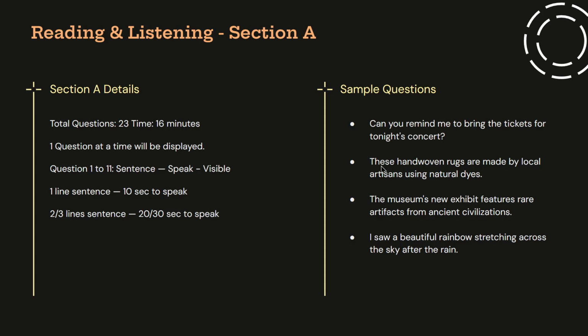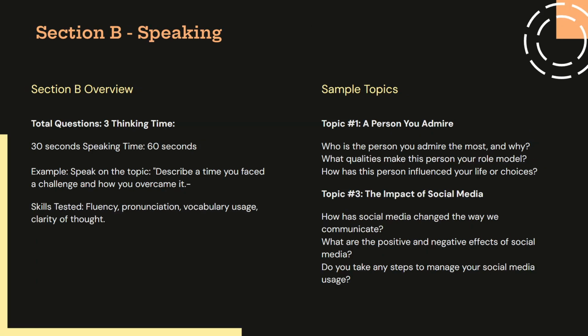These hand-woven rugs are made by local artisans using natural dyes. The museum's new exhibit features rare artifacts from ancient civilization. Such sentences will appear on the screen and you have 10 seconds to speak on each. This is section A. The next section, section B, is the speaking section.